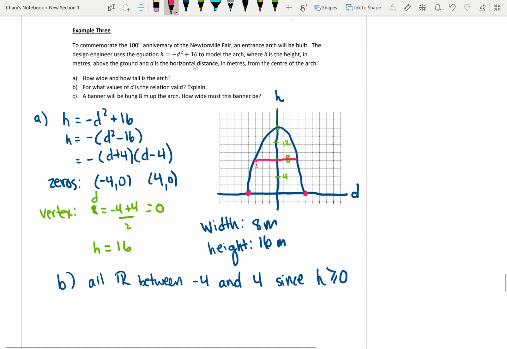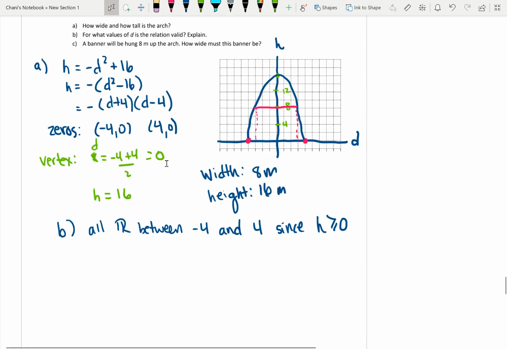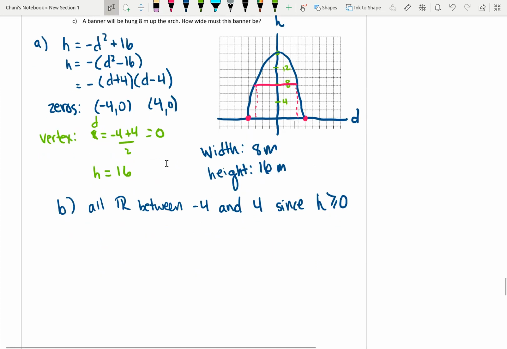In order to do that, we need to figure out these x values or the d values where it's hitting at 8. It looks like it's at 3 meters, but we are going to solve the equation to find out for sure. So our equation would be: minus d squared plus 16 equal to 8. For what d values is this equation true?